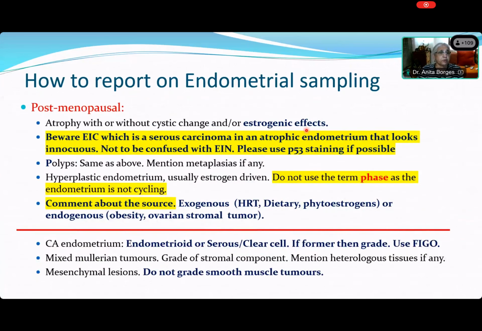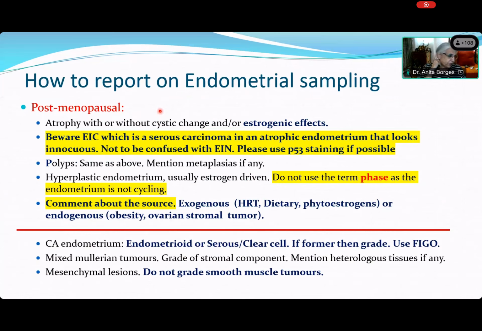So in postmenopausal women, please beware that EIC, which is a serous carcinoma, is often not suspected, and it is there in an atrophic endometrium. Today we have, fortunately, P53, and this P53 staining should be deployed if possible. One thing you should not do is use the term phase in a postmenopausal woman, because there is no phase over there. There may be a proliferative endometrium, but it is not in the proliferative phase.